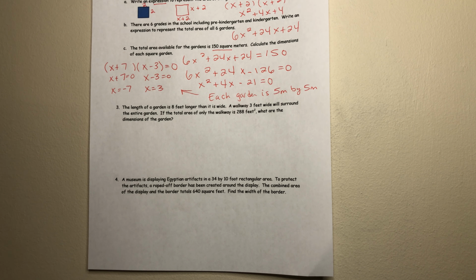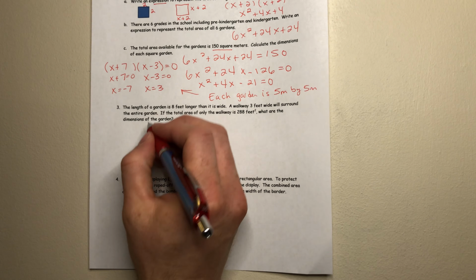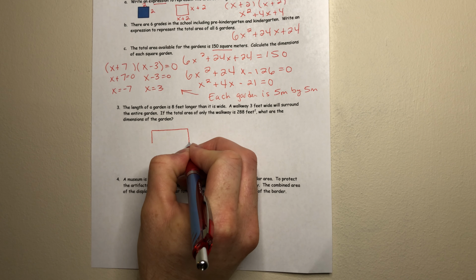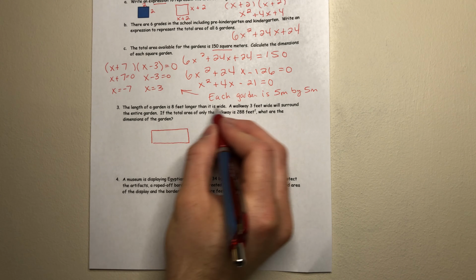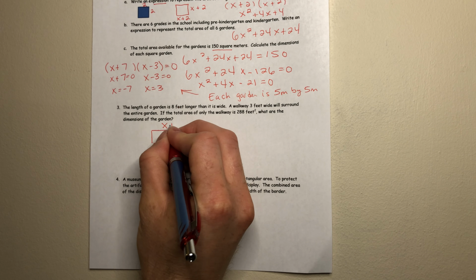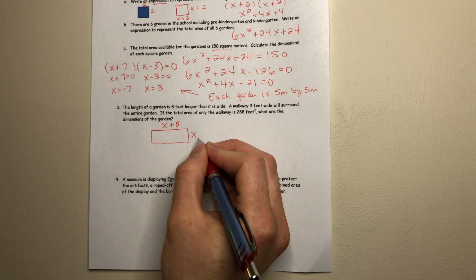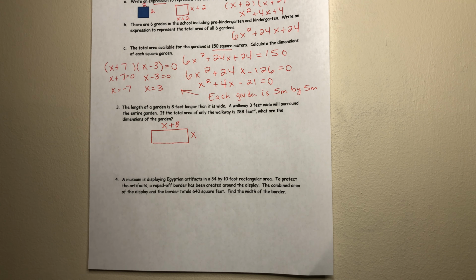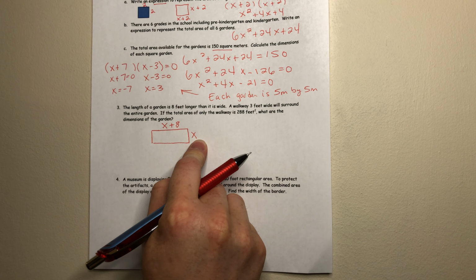Number 3, the length of a garden is 8 feet longer than it is wide. Now, a good geometry teacher will always tell you, you need to draw diagrams. Pictures are really, really powerful in helping you understand a question. So we're going to go ahead and draw a rectangular garden that is 8 feet longer than it is wide. So I'm going to just say if it's x feet wide, it is going to be x plus 8 feet long, which is 8 feet longer than whatever that is.